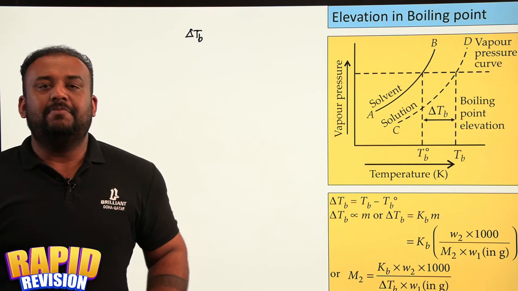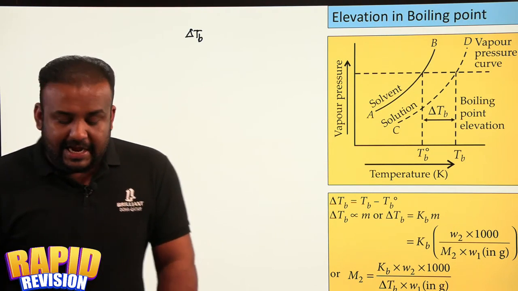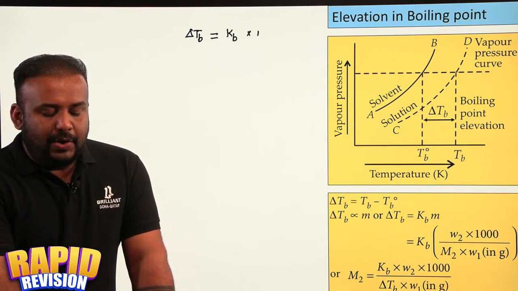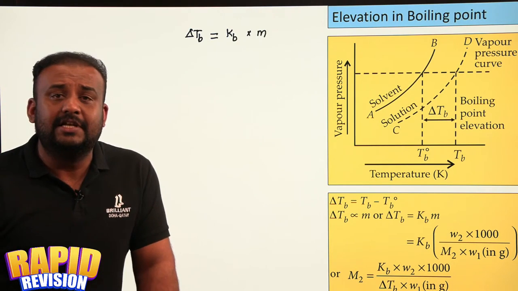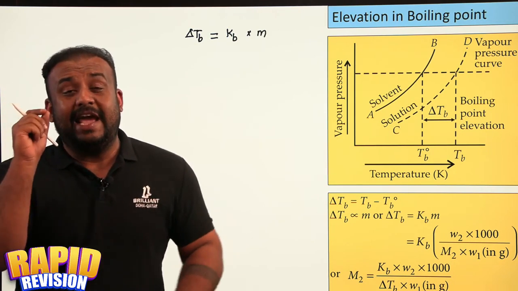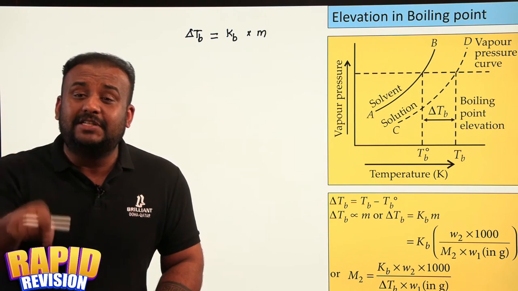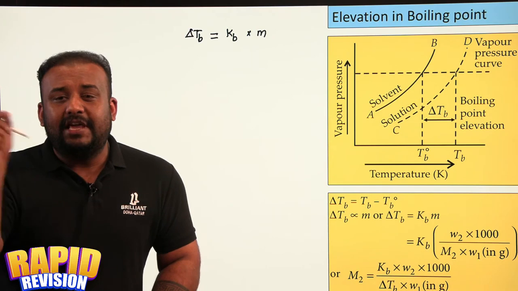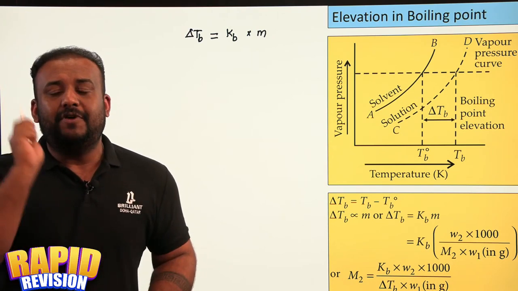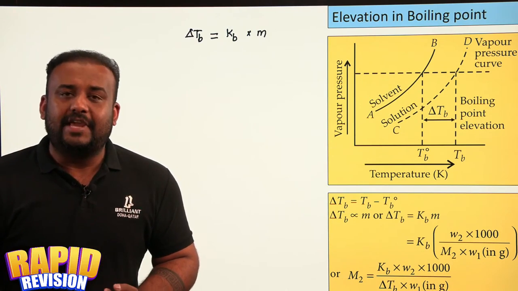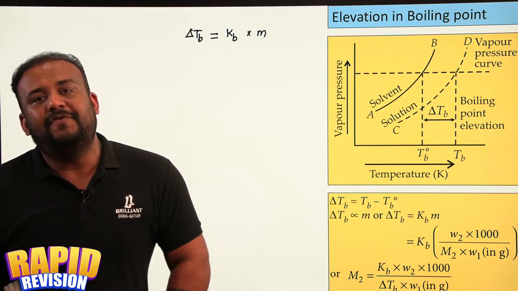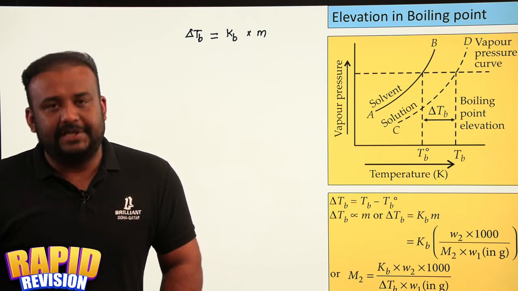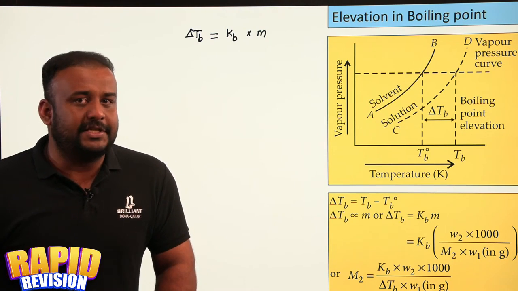Now that increase in boiling point can also be expressed in a mathematical formula. We take that elevation in boiling point as delta TB. And what is delta TB? It is equal to KB into m, where KB is a constant. Remember, KB is a constant for a given solvent. Very important, it's not a universal constant. That means water will have one value for KB, benzene will have one value for KB. Each solvent will have one value for KB, and you don't have to memorize the value of KB for any solvent. The value of KB will be given in the question.